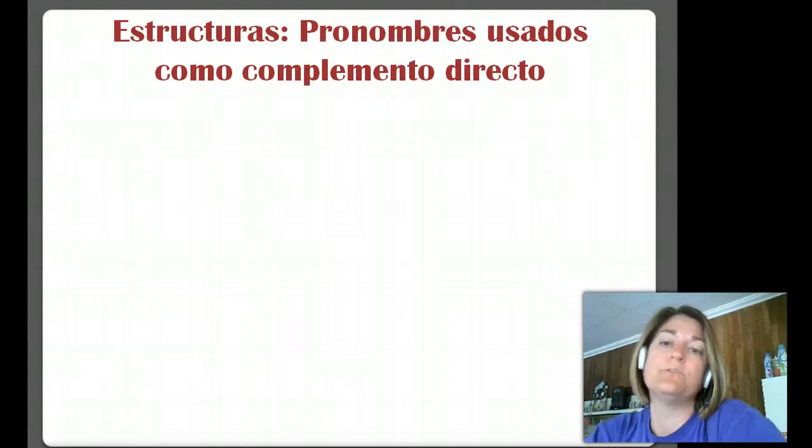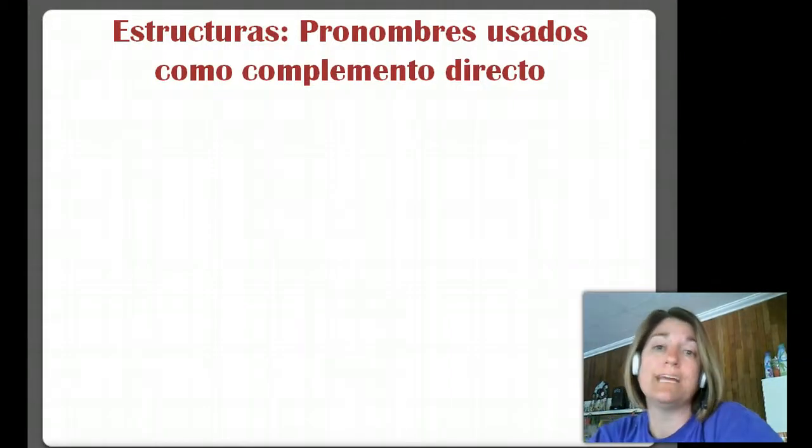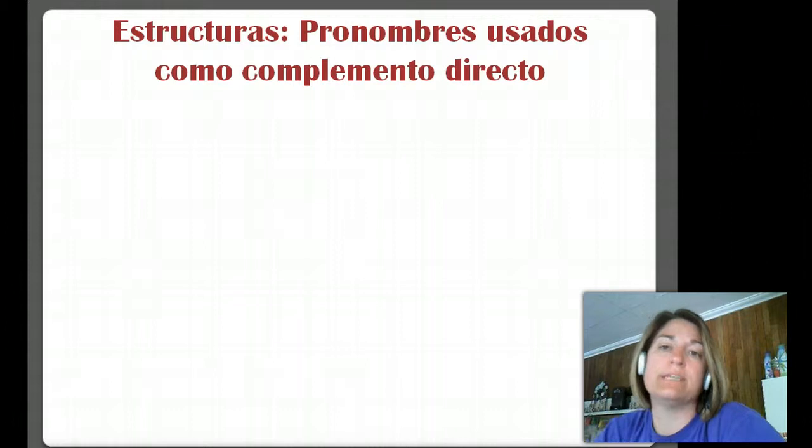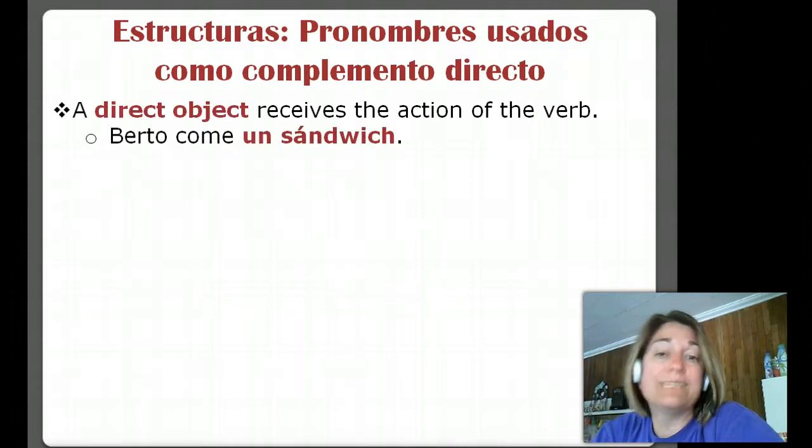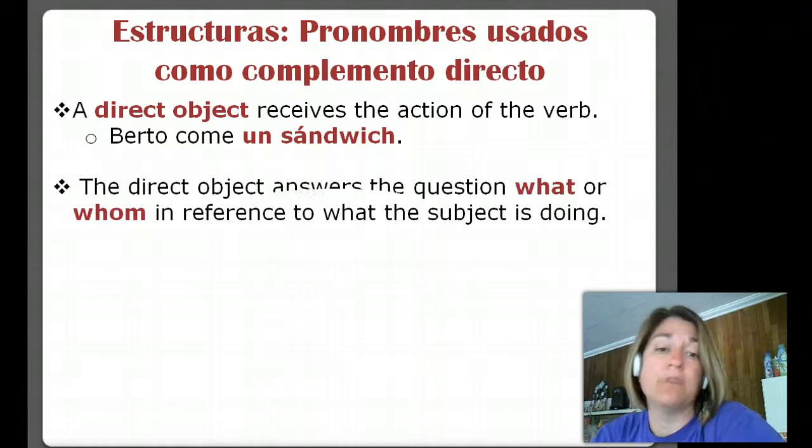Estructuras. Pronombres usados como complemento directo, otherwise known as direct object pronouns. A direct object receives the action of the verb. So, for example, Berto come un sándwich. Berto eats a sandwich. The item that is receiving the action in that sentence is a sandwich. So that makes a sandwich the direct object in this case. It's not a pronoun yet.